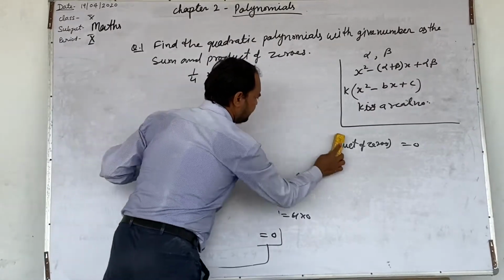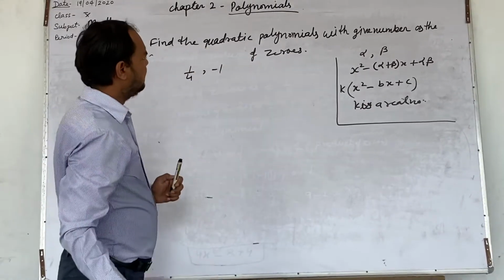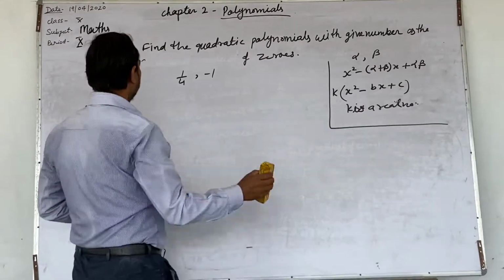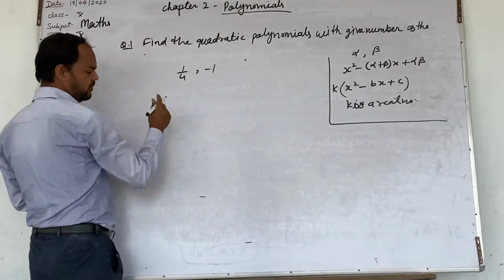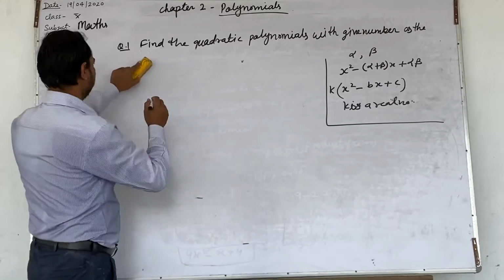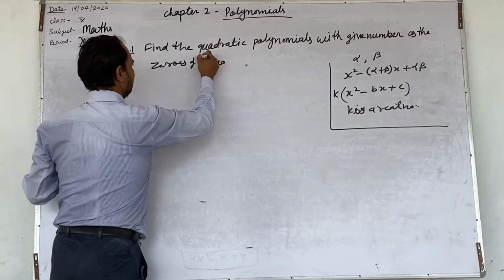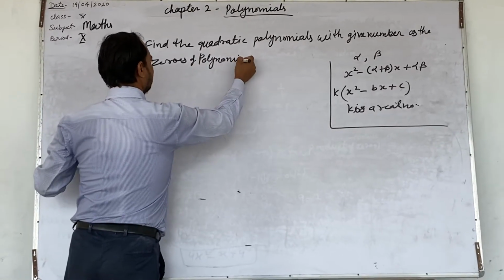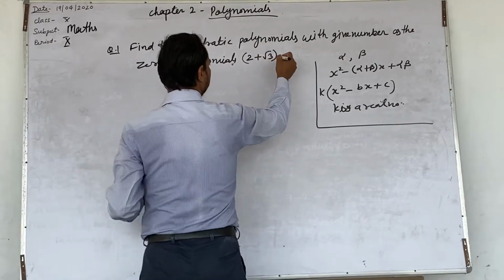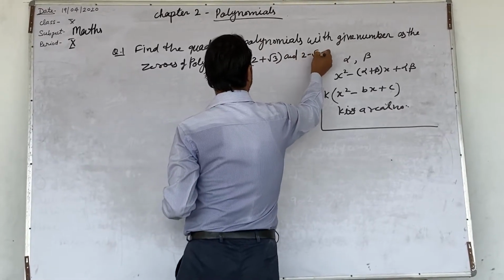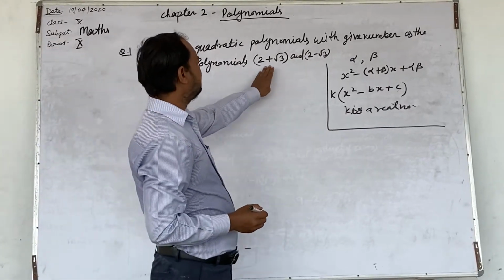If you are given zeros, not the sum and product of zeros, but given numbers as the zeros of the polynomial, find the quadratic polynomial with given numbers as zeros of the polynomial. The zeros of the polynomial are 2 plus root 3 and 2 minus root 3. We can see here these two are zeros of the polynomial.